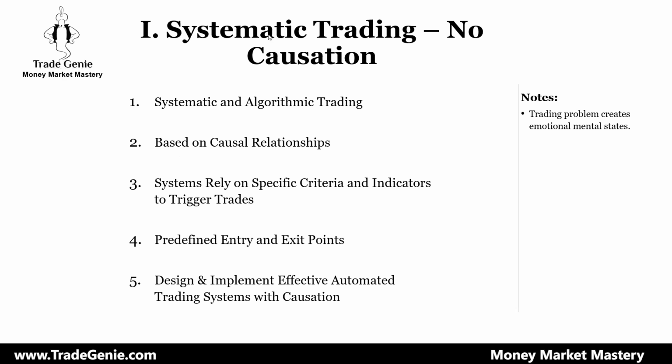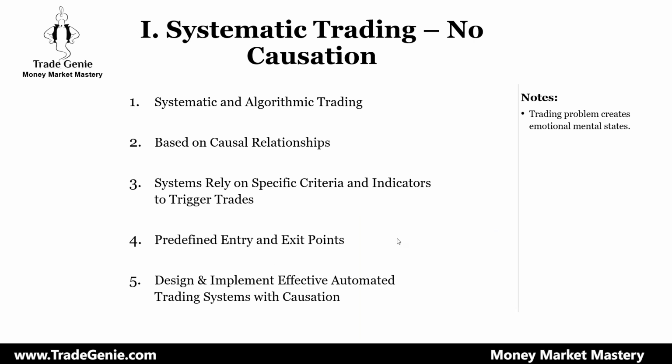And there's no systematic trading either. There's no systematic trading, there's no algorithmic trading, there are no rules, there's no checklist, because there's no cause, so there's no effect. If there's no cause, there's no effect. Systematic trading relies on specific criteria, some kind of cause, an indicator to trigger trades. So if you don't believe in some cause, then there is no system. When there is no system, there's no trade, there's no entry, and there's no exit.